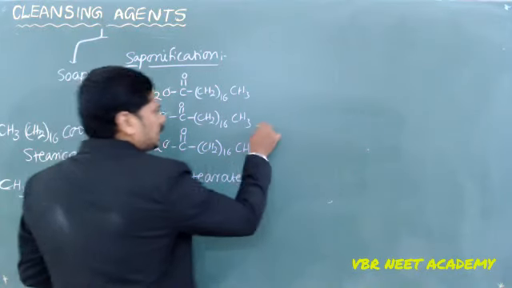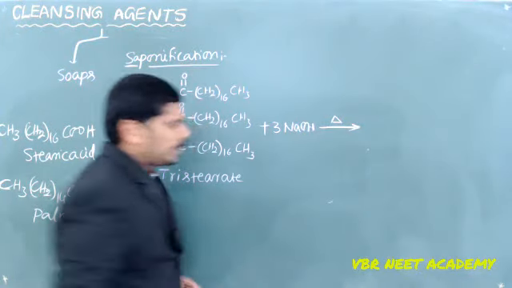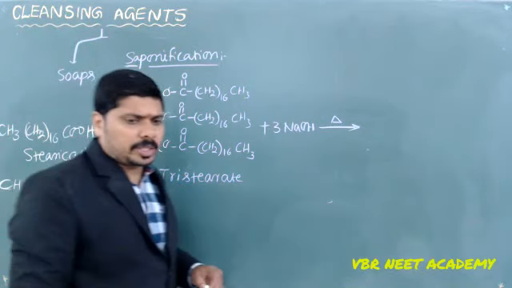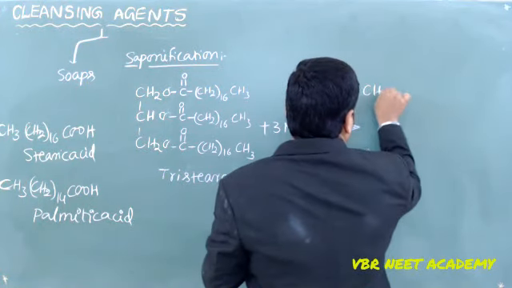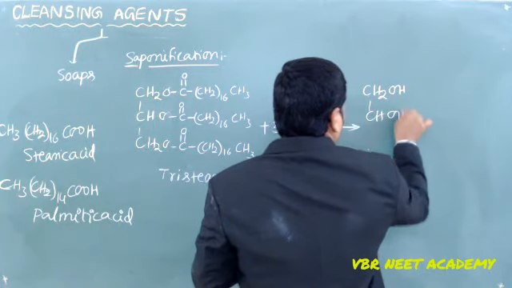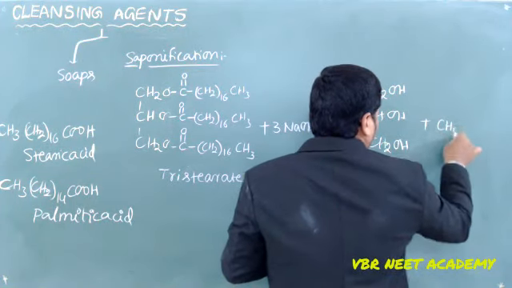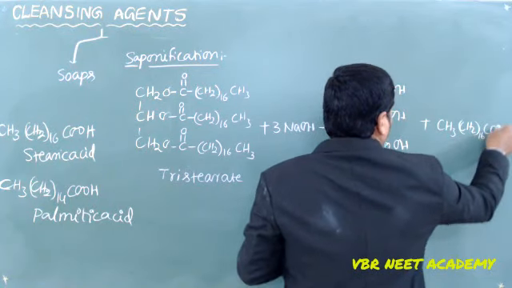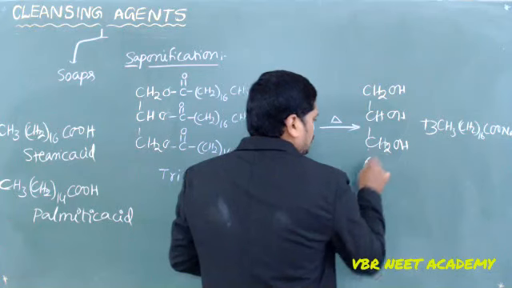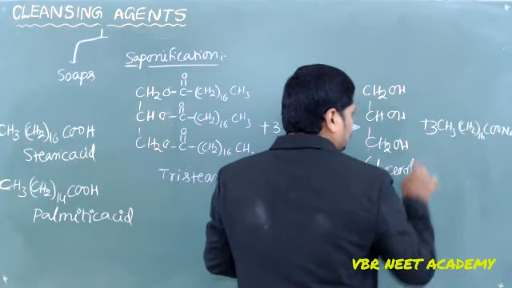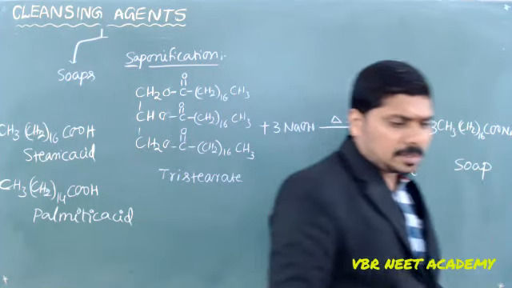Now this tristearate is heated with sodium hydroxide. What are we going to get? This entire thing hydrolyzes. We get CH2OH, CH2OH, CH2OH, along with CH3(CH2)16COONa. I am going to get three molecules of COONa. The first is called glycerol. This is called soap. The sodium salt of stearic acid is called soap.